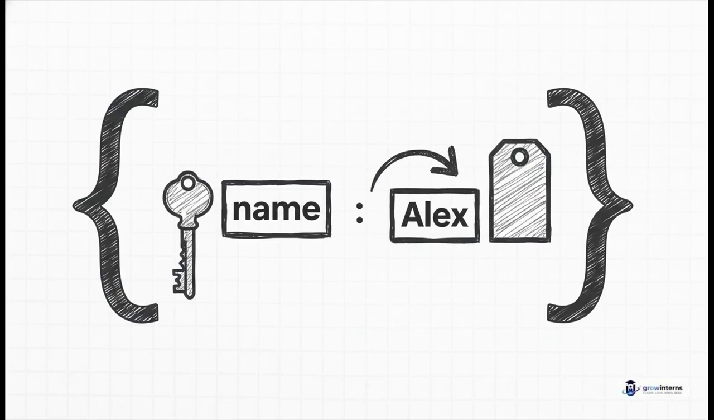So let's break down what this actually looks like in the code. See those curly braces on the outside? That's Python's signal that everything inside belongs to one dictionary. And inside we have our key value pairs. We've got the key name, a colon, and then its value, Alex. Same for ID, and its value 123. It's a completely self-contained, clearly labeled record for one person.